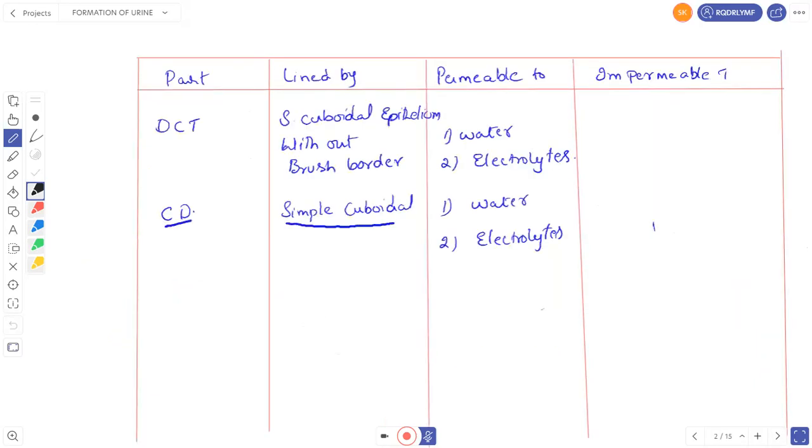Right. Next one is the distal convoluted tubule. Distal convoluted tubule is lined by simple cuboidal epithelium, but the microvilli are absent. So due to absence of microvilli, we can say that the brush borders are absent. And distal convoluted tubule is permeable to water and electrolytes. Next one is collecting duct. Collecting duct is lined by simple cuboidal epithelium and it is permeable to the water and electrolytes.